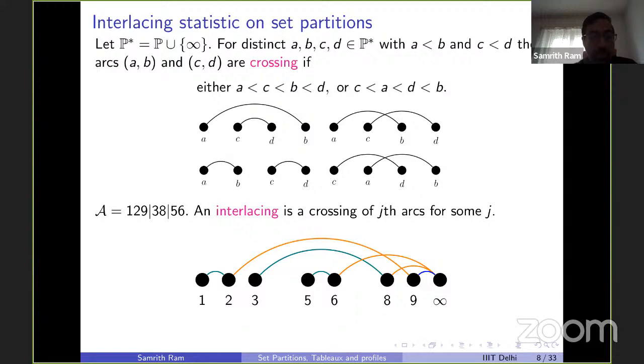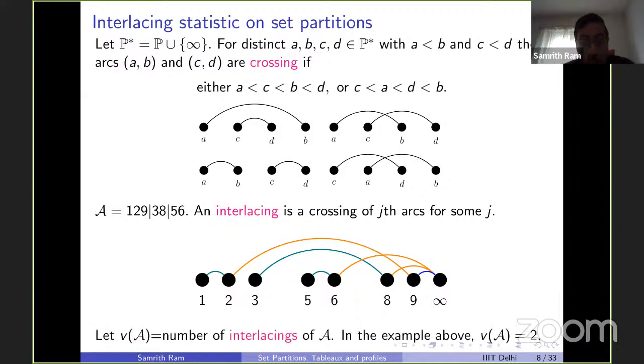And the first block has a third arc coming from 9, infinity. So the first arcs are all in the same color, the second arcs are all orange, and so on. Usually crossing corresponds, so an interlacing is a crossing of jth arcs. For instance, here there are two crossings of orange arcs, but there are no crossings of green arcs.